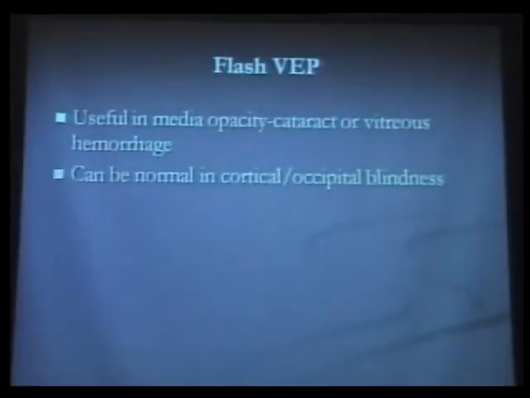Okay, the last thing is flash VEPs. The only time they are good is if you really can't see the back of the eye and you want to know whether there's truly any light perception there. And so it's useful if there's a dense media opacity, either cataract and to some degree vitreous hemorrhage, but a really dense vitreous hemorrhage may block your flash VEP as well. What you have to remember is that the flash VEP is normal in cortical and occipital blindness, and that's essential.